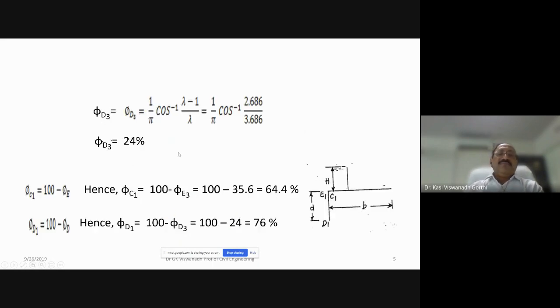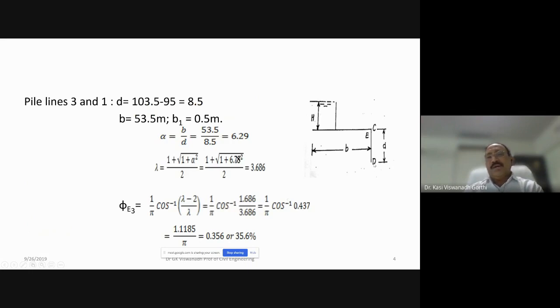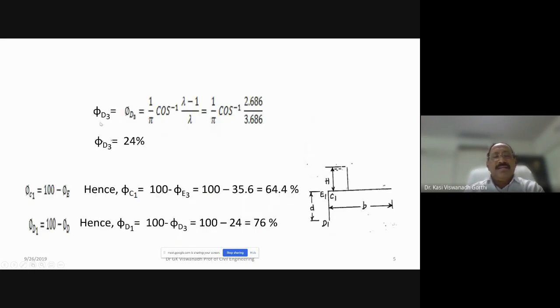Similarly, phi D3, the pressure at the end pile at point D. So phi D3 will be equal to 1 by pi cos inverse of (lambda minus 1) by lambda. Lambda we know is 3.686. Substituting that here, you will get 24.24, or 24%, as the pressure at the junction point D3. Okay. To get phi C1, 100 minus phi E.